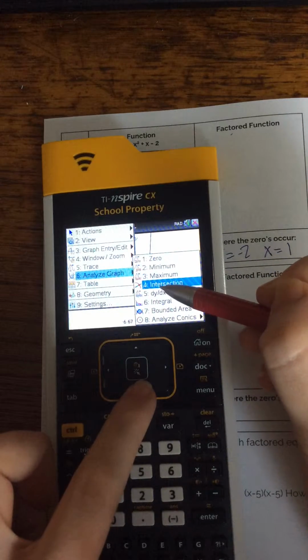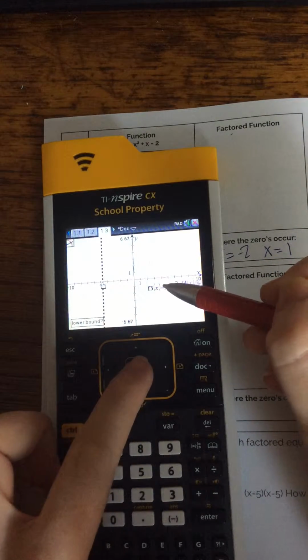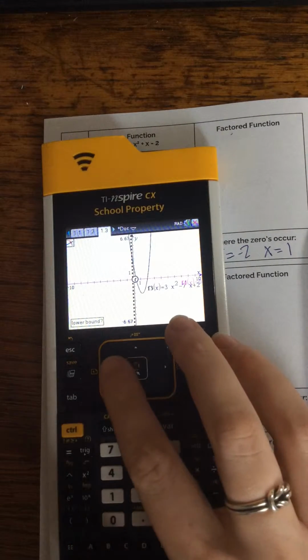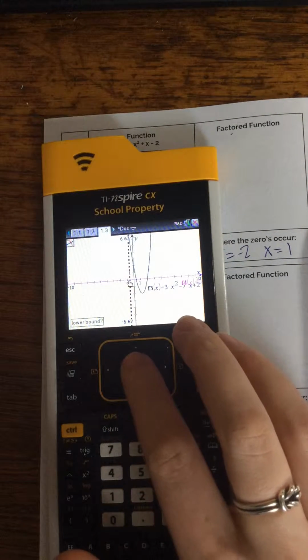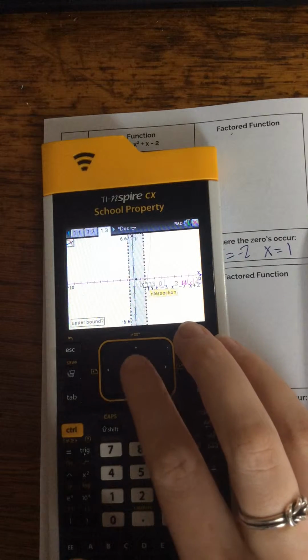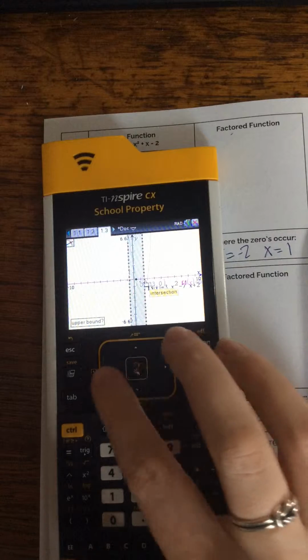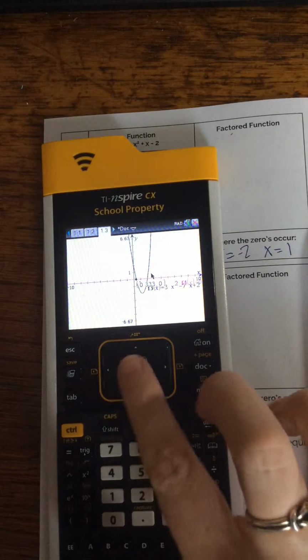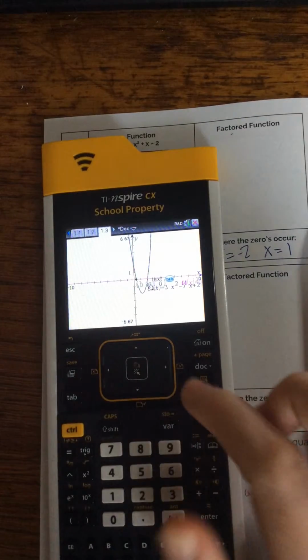From here, we're going to go down to 4 to find the intersection. The only tricky thing here is the intersection. You have to highlight where the intersection is. And what I mean by that, you click down to the left of the intersection, you click down to the right of the intersection. And it'll give you that point where they intersect.